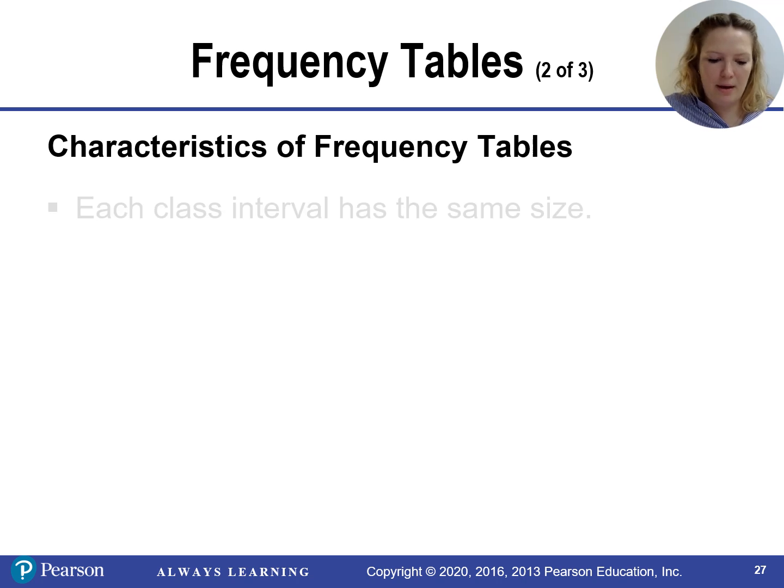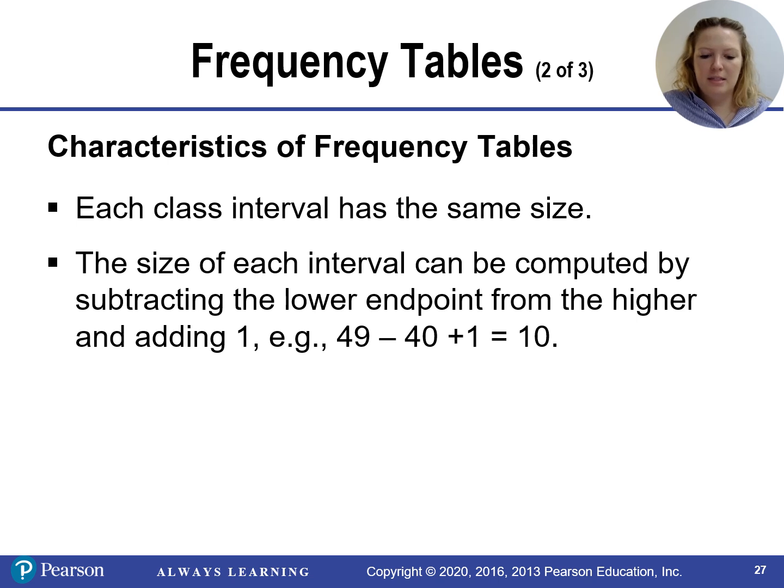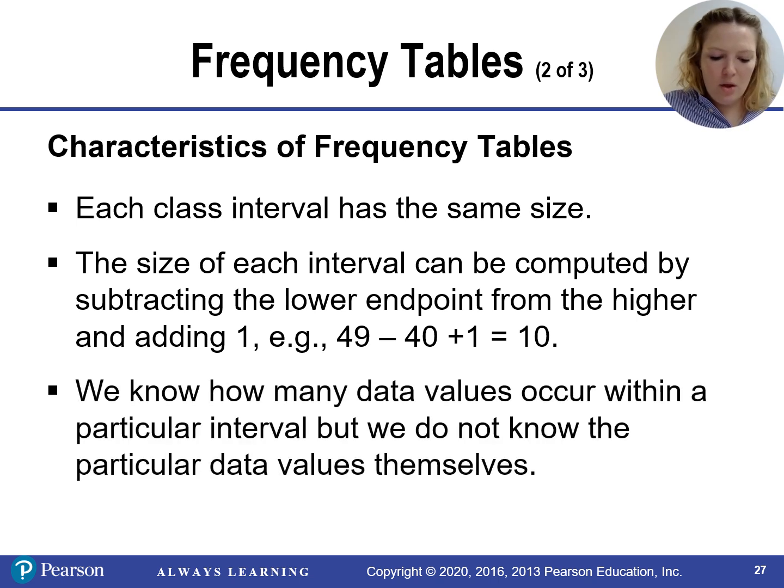So something to note about frequency tables is that each class interval needs to have the same size. The size of each interval can be computed by subtracting the lower endpoint from the higher endpoint and then adding 1. So 49 to 40 is actually capturing 10 years of ages, because we have 40 and then 41 up through 49. We know how many data values occur within a particular interval, but we don't know anything about the particular data values themselves. Like, we don't know which presidents the data values are representing. We don't know if they were one of the earlier presidents or one of the more recent presidents.